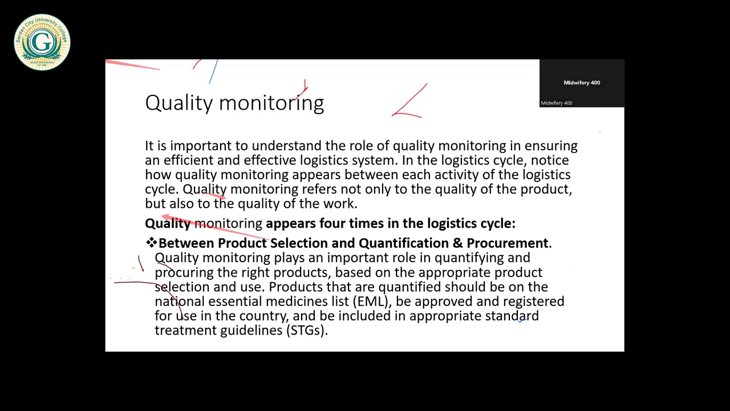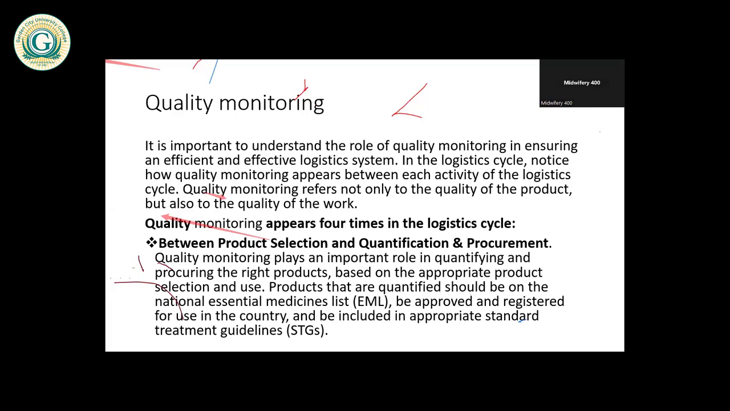When we look at the cycle, as I indicated, from the customer's end to product selection to procurement and quantification to inventory management and then monitoring, you realize that in all of them, quality monitoring connects them. Quality monitoring connects the customer end to the product selection. It is also important to understand the role of quality monitoring in ensuring an effective logistics system.